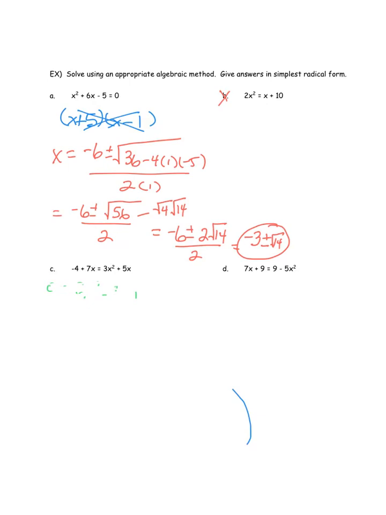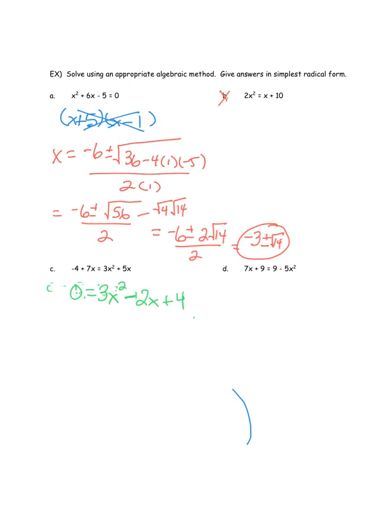So what am I doing? 0 equals 3x squared. Back to that. Subtracting the 7x, combining with the 5x would leave us with a minus 2x. That's better. And then a plus 4. 0 equals 3x squared minus 2x plus 4.